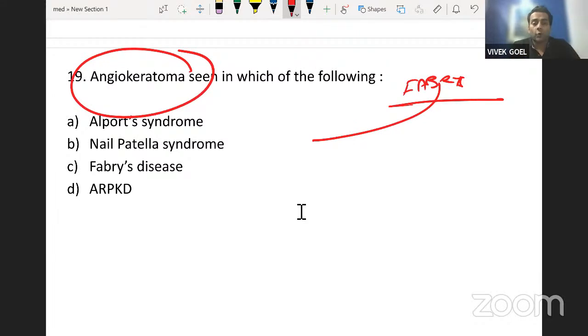It's known as angiokeratoma, and this is angiokeratoma corporis diffusum, which is present on the trunk, the torso, and the thighs. So again, a very, very important question. Angiokeratoma is seen in which syndromic nephropathy? Answer is Fabry's disease. Am I clear?